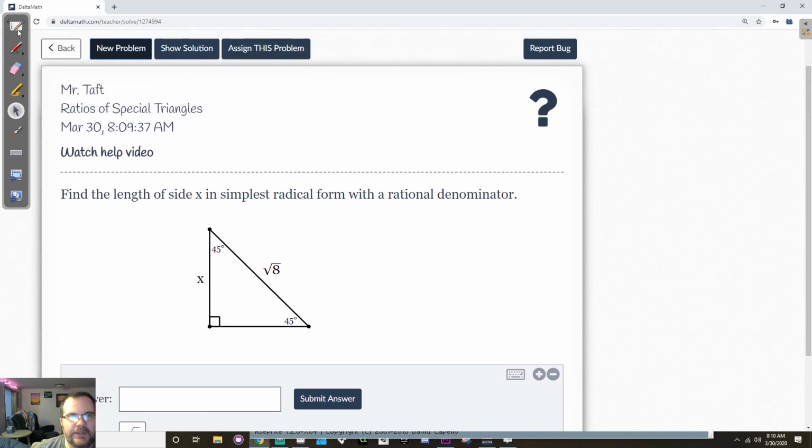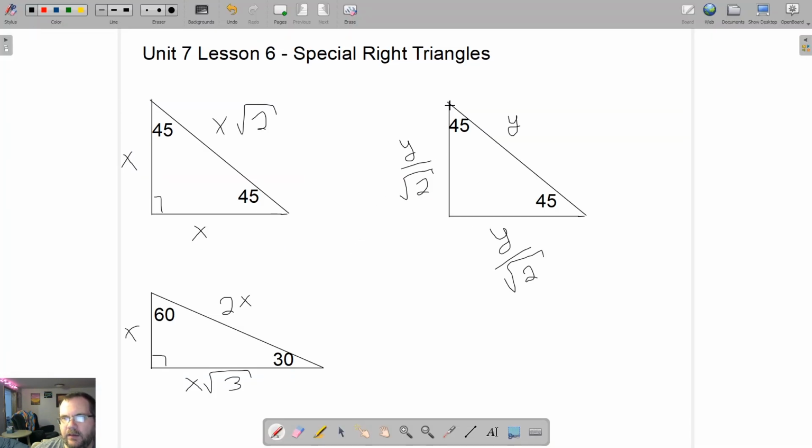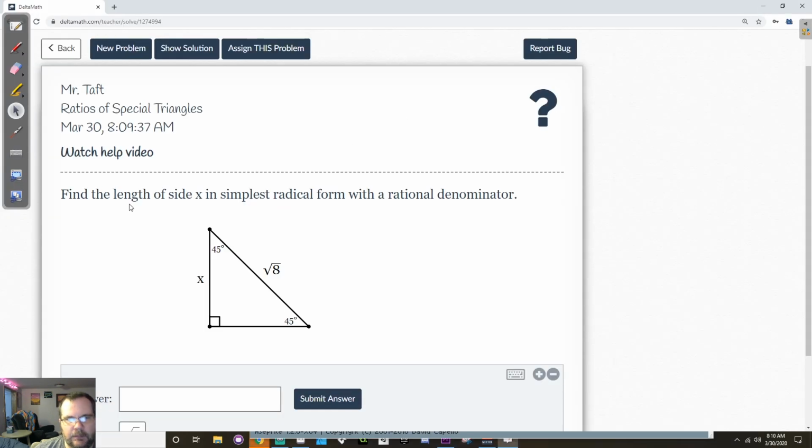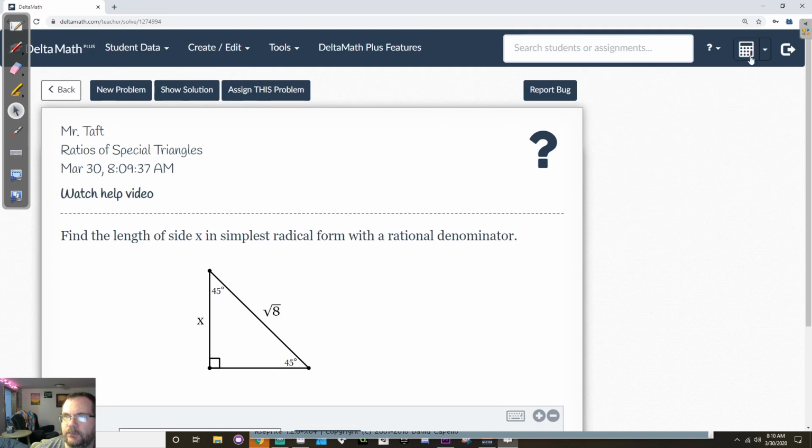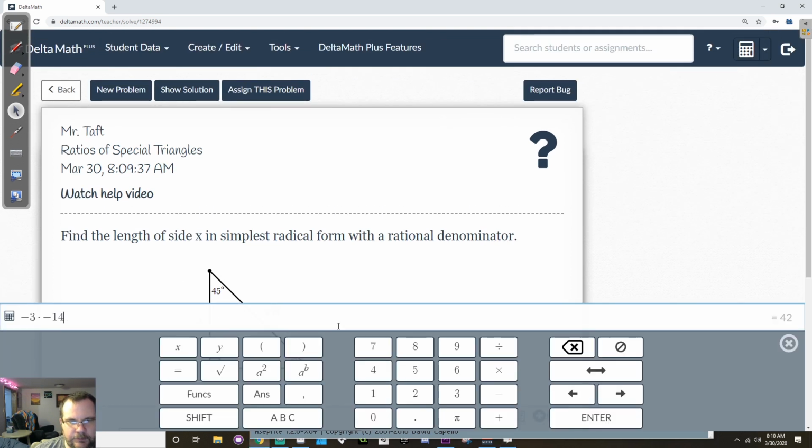So if we look at the notes, you know that if the length of the hypotenuse is given, we'll call this y, which in this case is radical 8, then the length of either of the legs is the length of the hypotenuse, radical 8, divided by radical 2, the square root of 2. So if we go back to the desktop here, to do that, if you've forgotten, there's a calculator option here.